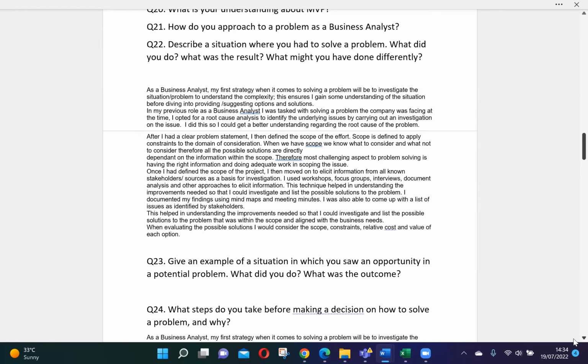Then comes the why section. Why means I will try to investigate why the problem is occurring. I'll conduct brainstorming sessions with the team. I'll try to find the root cause of the problem.